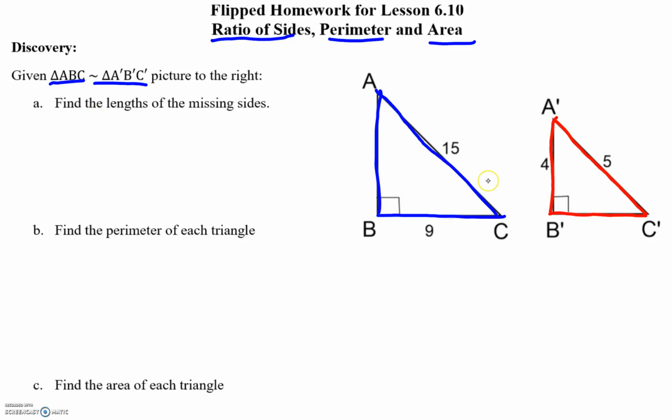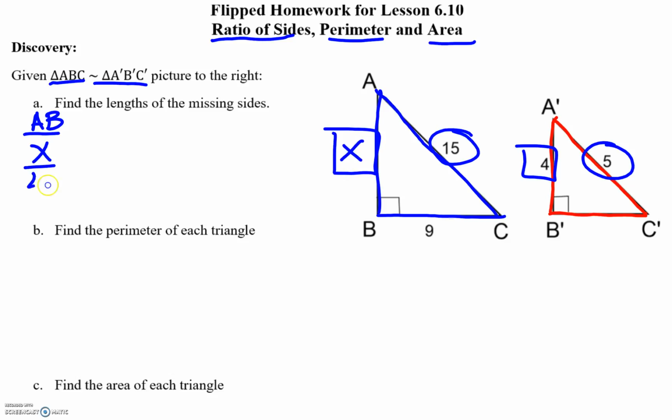So looking at AC and A prime, C prime, you should notice that side is complete. So, for AB, I'm going to use that in blue. We have x over 4 is equal to 15 over 5. And then from here, we're going to cross multiply. 5x equals 60. And then divide by 5. And AB is equal to 12.